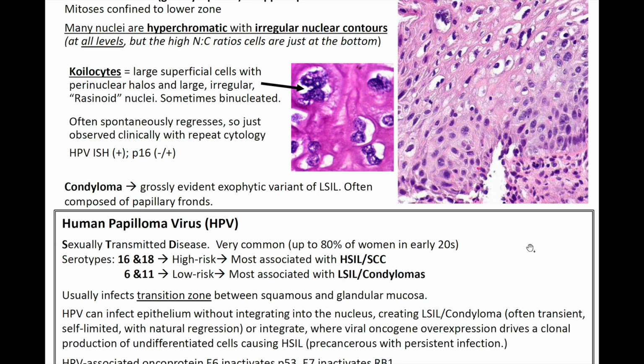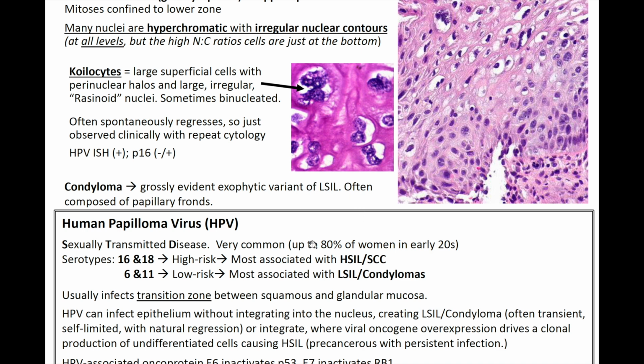Moving on. So as discussed, these are dysplasias caused by HPV. So HPV is the human papillomavirus. It's a sexually transmitted disease. Very common, up to 80% of women in their early 20s have HPV. The serotypes 16 and 18 are high risk, most associated with HSIL or squamous cell carcinoma, and 6 and 11 are low risk, which are most associated with LSIL or condylomas.